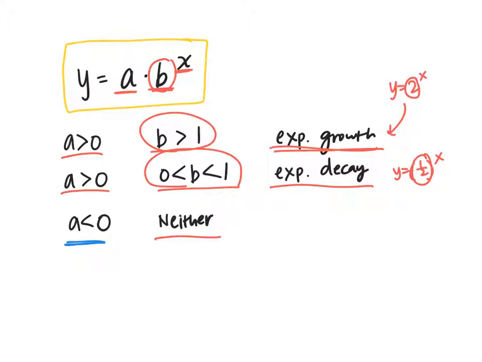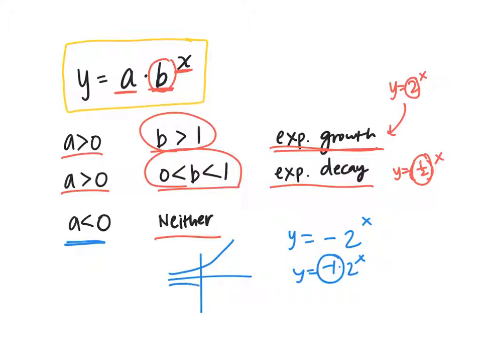If you have an A value that's negative, for example, y equals negative 2 to the x, right? Because the A value is negative 1. If you have that, it's a reflection over the x-axis, so you're going to end up having a graph instead of exponential growth looking like this. Notice that this is decreasing, but it's not decreasing exponentially, so the answer would be neither if you see a negative out in front.